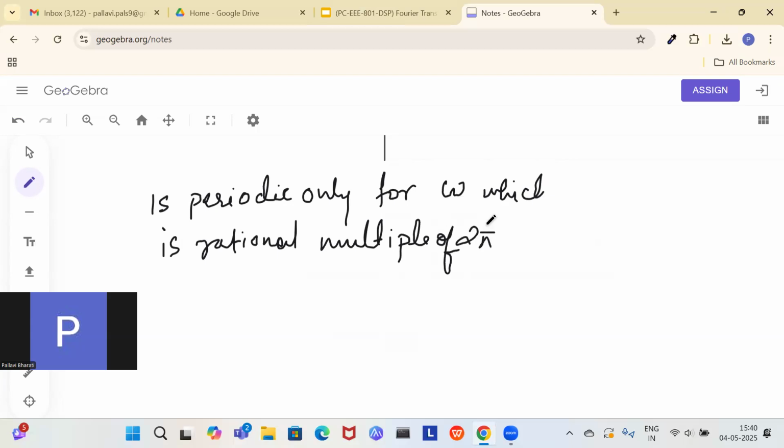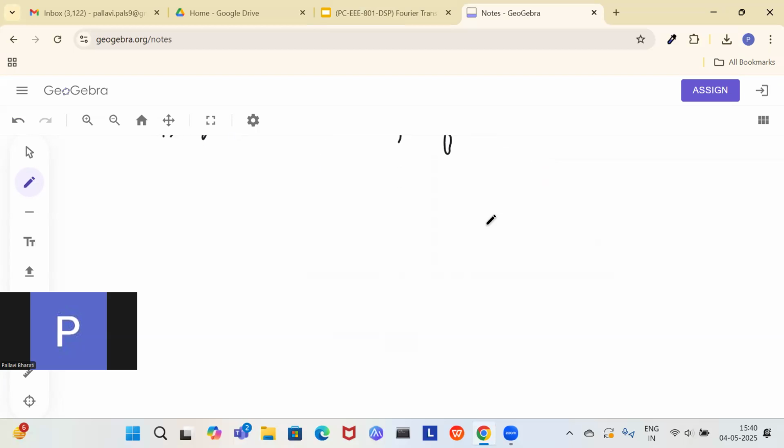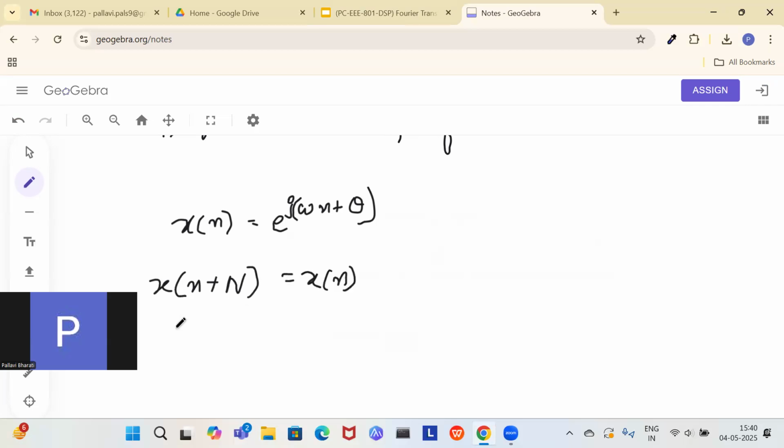So what I mean to say by this is that suppose you have this signal x of n equal to e to the power j omega n plus theta, and you want to check the periodicity. What is the condition for periodicity? x of n plus N should be equal to x of n. If I write x of n plus capital N, it is equal to e to the power j omega times small n plus capital N, plus theta.